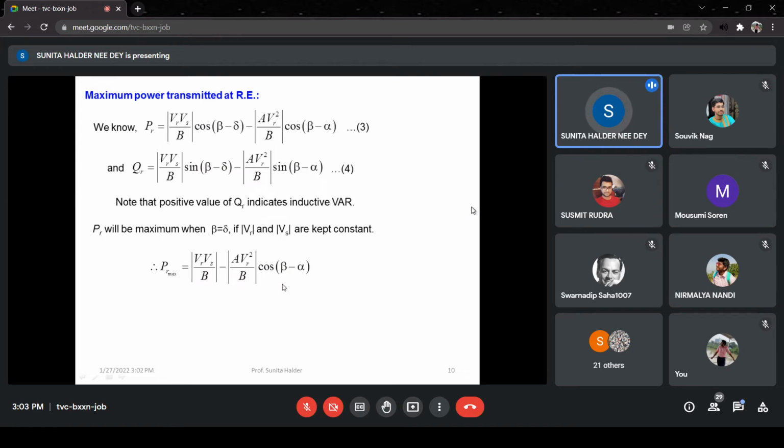So at that condition, the reactive power will be this one. But reactive power is not maximum. It is the reactive power corresponding to PR max.